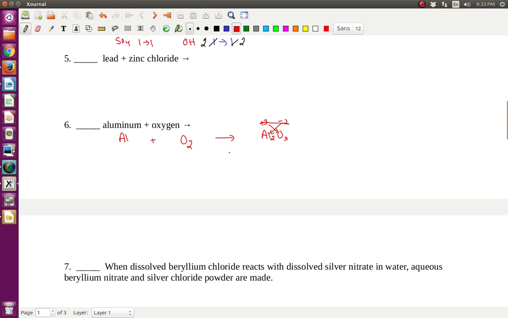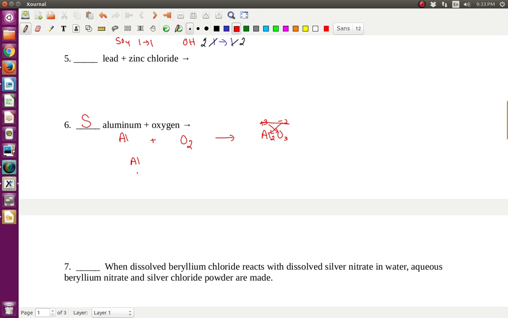Okay. So what did I do? I took a single, and they started dancing together. So that is a combination or synthesis reaction in this case. Synthesis. We're going to use S for synthesis. All right, now let's just balance this thing.